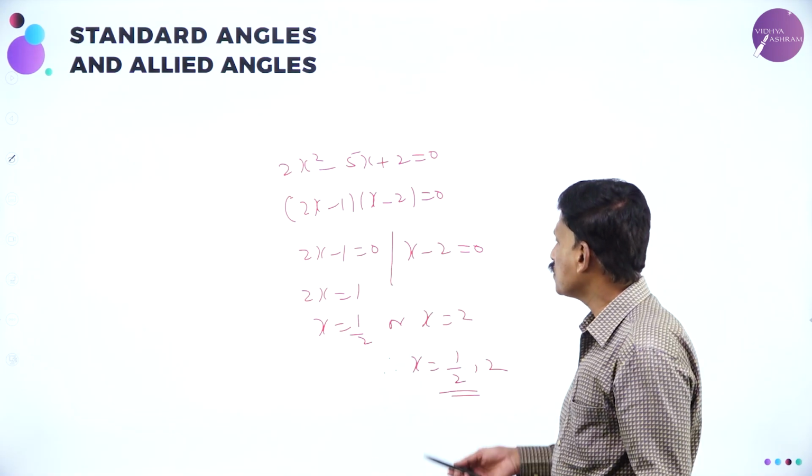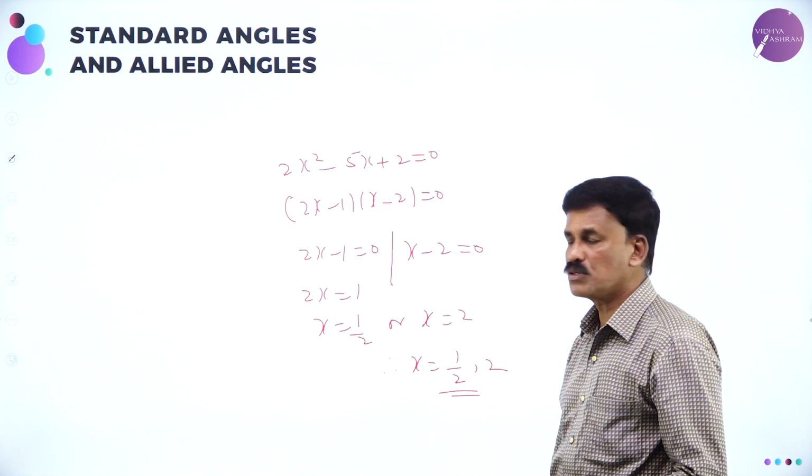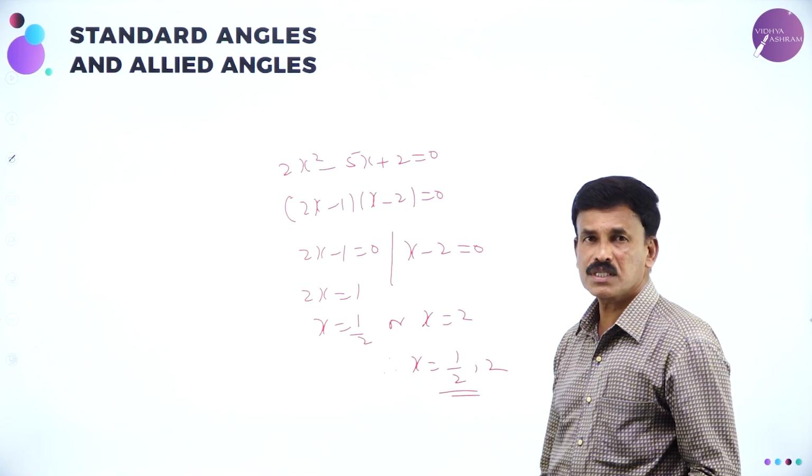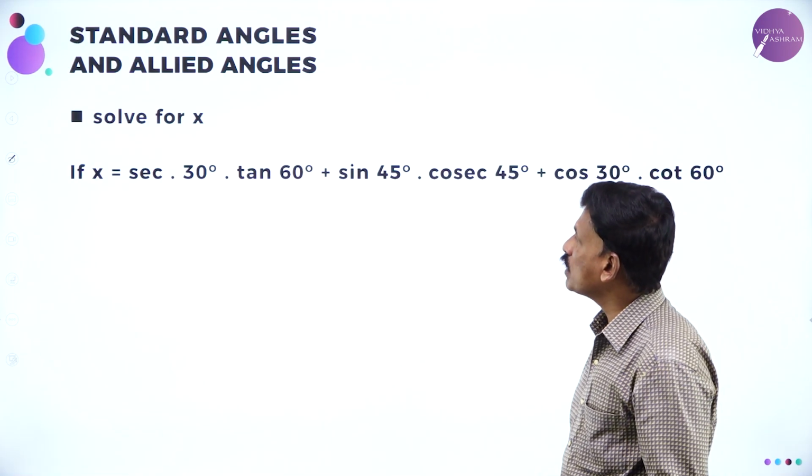2x minus 1 is equal to 0 implies x is equal to 1 by 2, x minus 2 is equal to 0, x is equal to 2. So, therefore, the roots are x is equal to 1 by 2 and 2. That is it. Now, move on to a similar type problem.